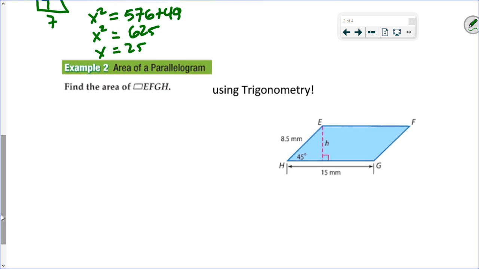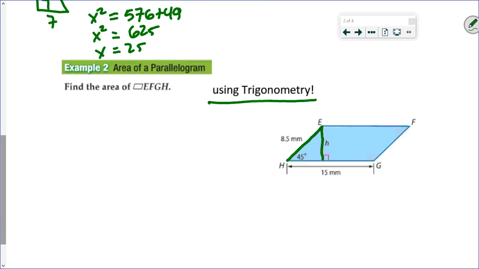All right, so example 2, area of a parallelogram. Find the area of parallelogram EFGH. Here we've got to use some trig. Okay, what fun trig is. Why do we have to use some trig? All right, so if we're looking inside the shape, I'm going to highlight it here. I'll just use green again.